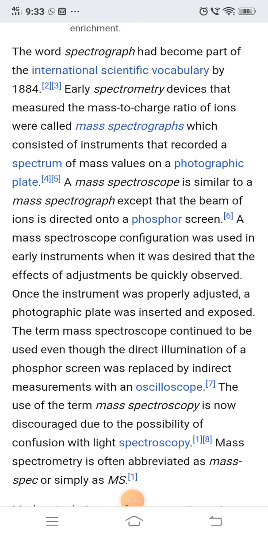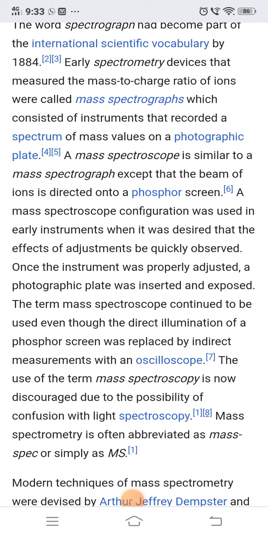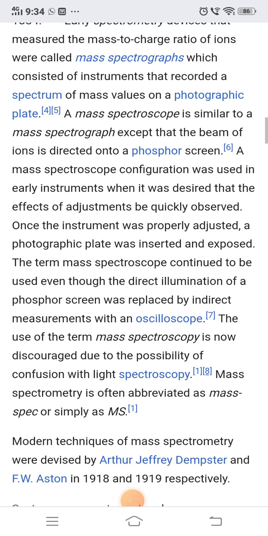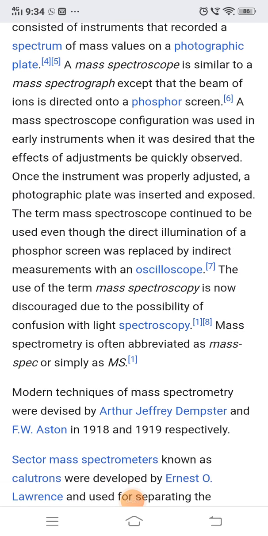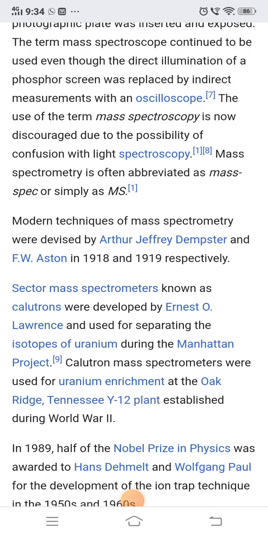The term mass spectroscope continued to be used even though the direct illumination of the phosphor screen was replaced by indirect measurements with an oscilloscope. The use of the term mass spectroscopy is now discouraged due to the possibility of confusion with light spectroscopy. Mass spectroscopy is often abbreviated as mass spec. The modern techniques of mass spectrometry were devised by Arthur Jeffrey Dempster and F.W. Aston in 1918 and 1919 respectively.